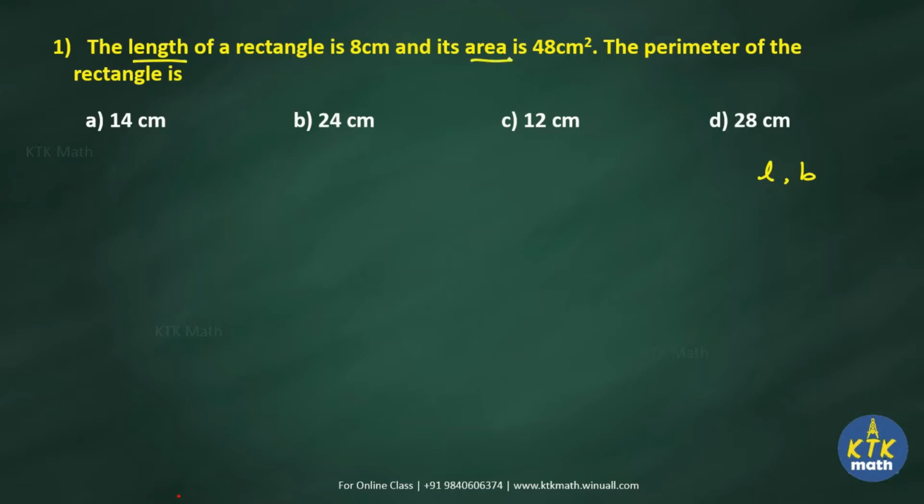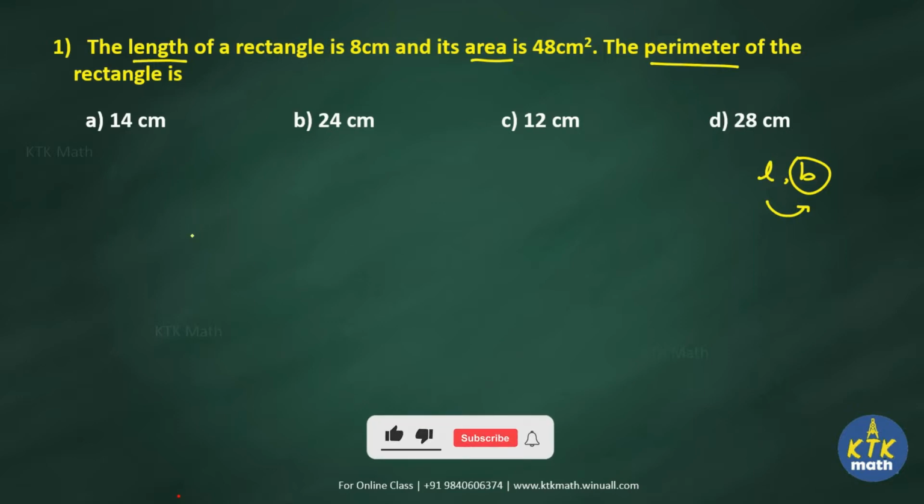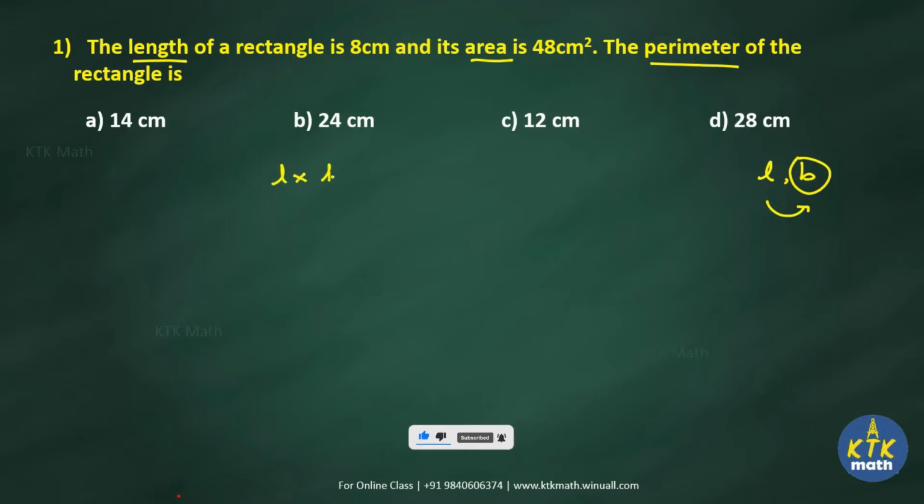So using area, first I need to find the breadth value, and then using these two I am going to find the perimeter. So first have that clarity, what we need to find, what is given. We know the formula for area of rectangle, which is L into B is your area, right? So just substitute the values. What is L given? 8 centimeter. B I need to find, area is given as 48. So B is equal to 48 over 8.